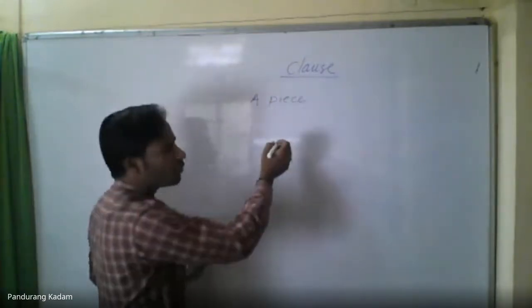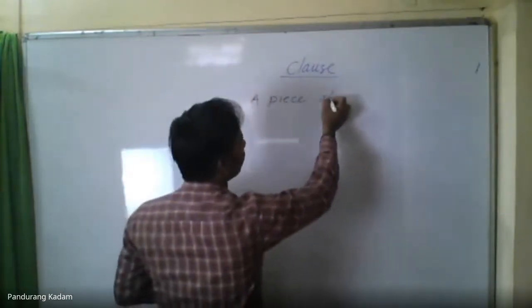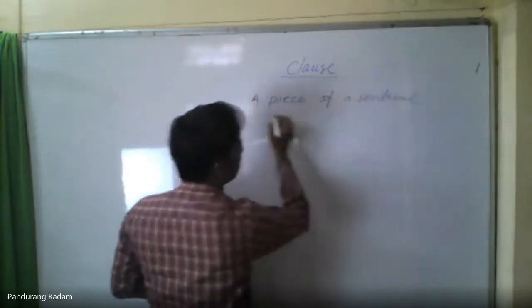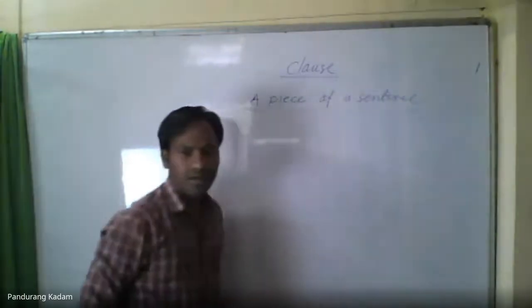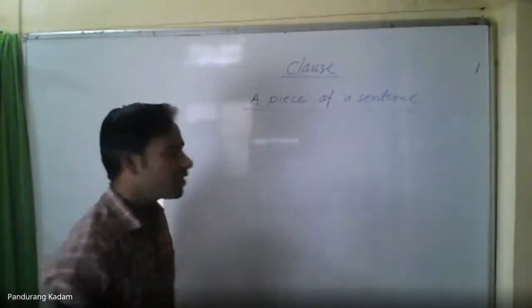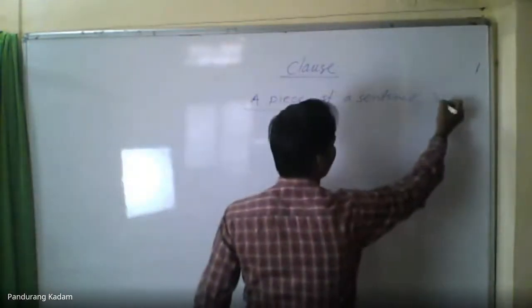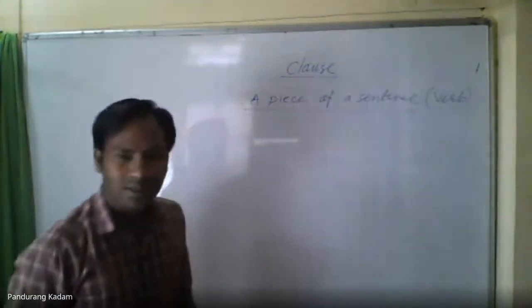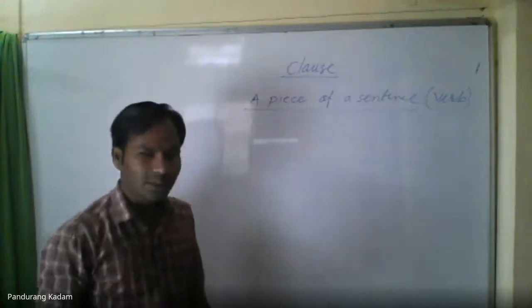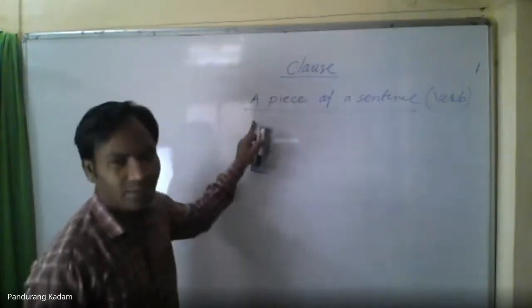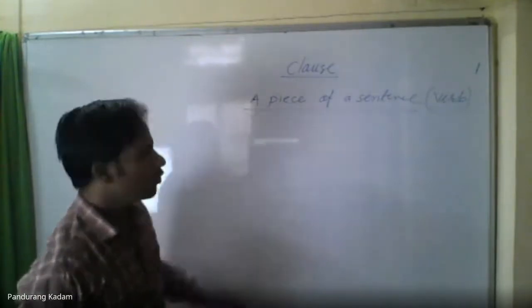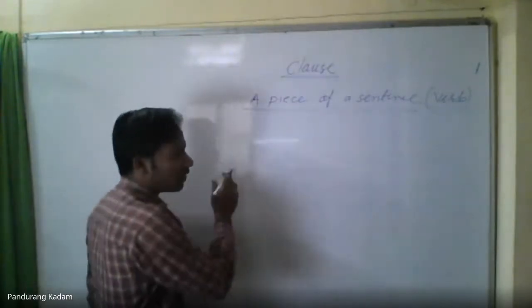Piece का मतलब होता है टुकड़ा. Piece of a sentence, right? Simple definition. But the piece of a sentence with a verb, उसमें क्या होना चाहिए? Verb. खुद का उसका verb होना चाहिए. And subject also and verb. We will find the subject and verb. That time that piece is known as a clause. So we will have some examples now.